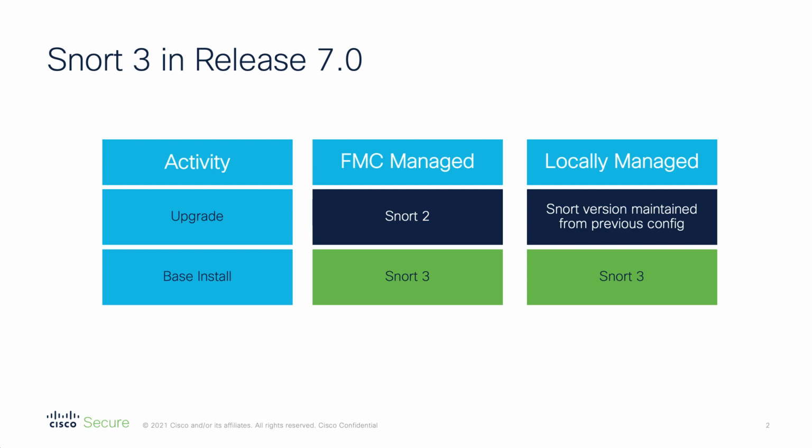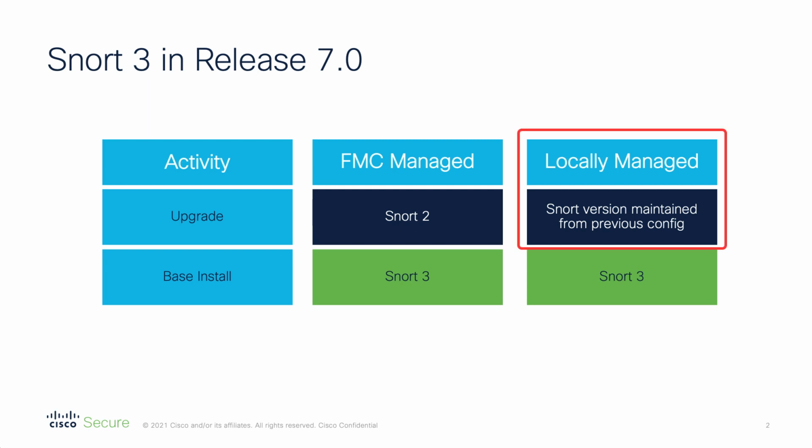So this is what happens when you upgrade a device to version 7. So you have a couple rows there. One for upgrade, one for base install, and the columns for FMC managed and locally, or FDM, the Firepower Device Manager managed devices. So if you upgrade an FMC managed device, you're going to maintain the Snort version you had before, which was Snort 2, because this is the first time Snort 3 has been offered. So we're not going to automatically upgrade the Snort engine when you upgrade an FMC managed device.